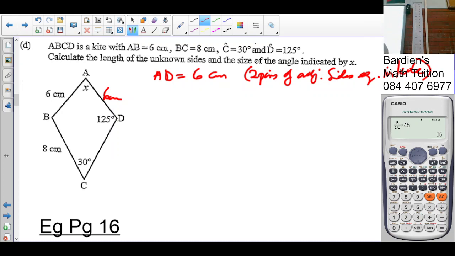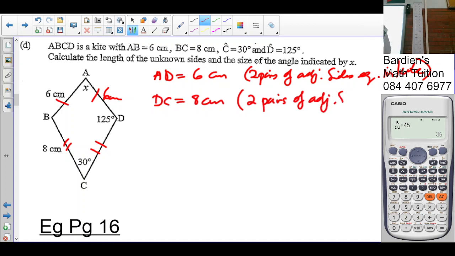DC, so which means that this is equal. So DC is going to be 8 centimeters. Why? Two pairs of adjacent sides equal.